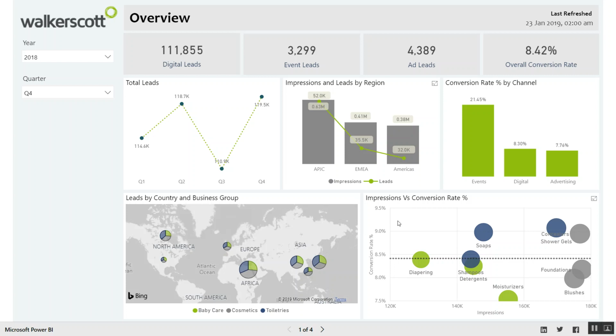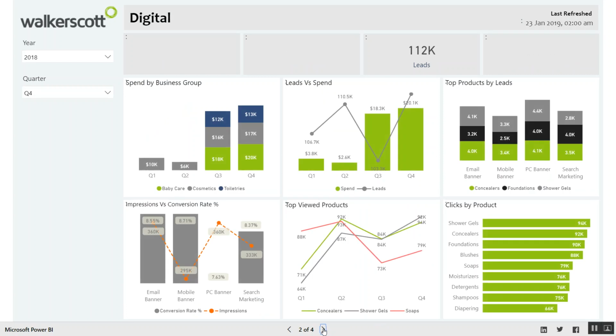And then you can do impressions by conversion rate, which gives another level of detail down to category of products. So in the business group toiletries, products, soaps, how many impressions you get, and then what's the conversion rate from those. If we scroll down to the next page, we go to our first level, which is our digital.